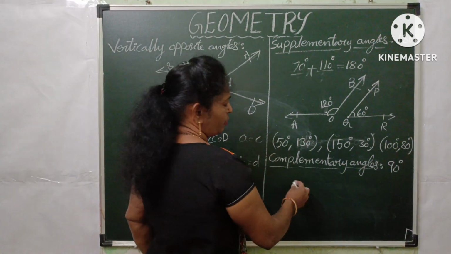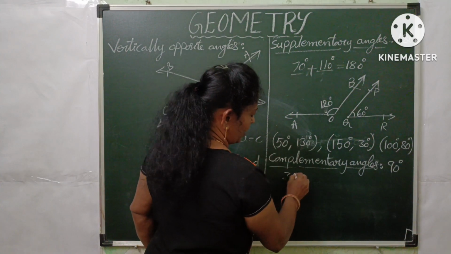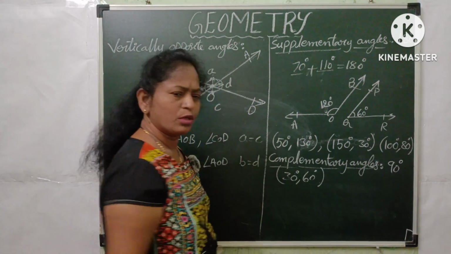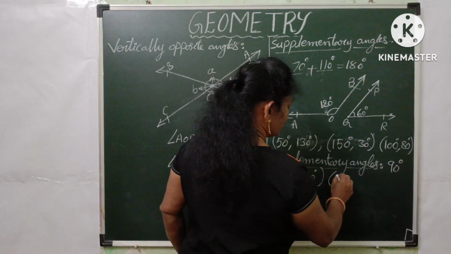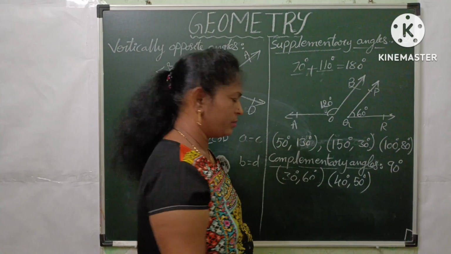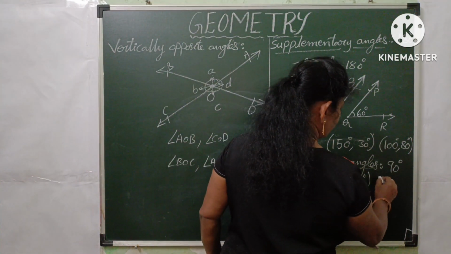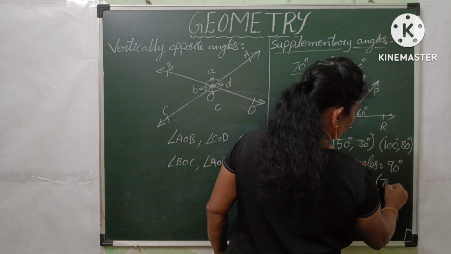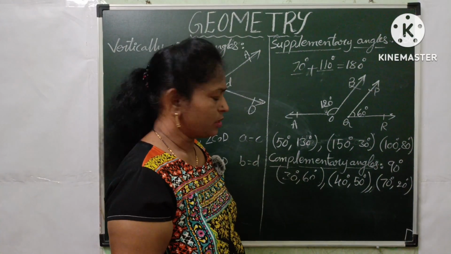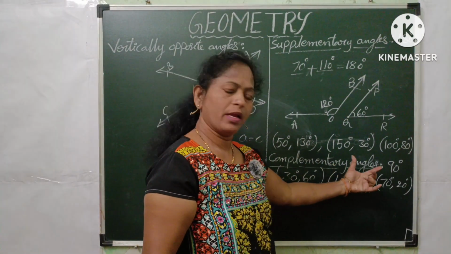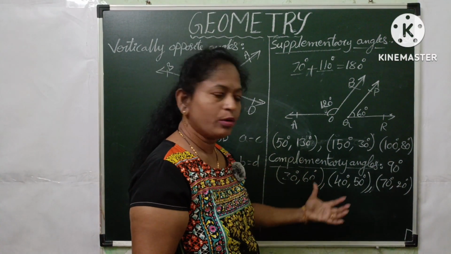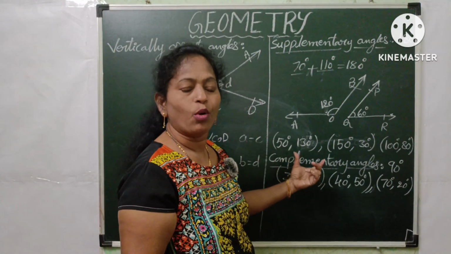So we can write some pairs of angles: 30 degrees and 60 degrees. Let us see this pair. The sum should be 90 degrees. And let us see 40 and 50. The sum should be 90 degrees. Next, 70 degrees and 20 degrees. The sum should be 90 degrees. These are pairs of complementary angles. So complementary angles means a pair of two angles whose sum is equal to 90 degrees. Then it is complementary angles.